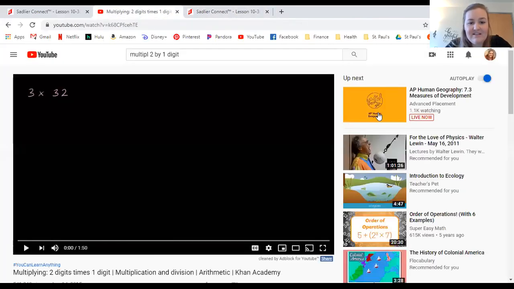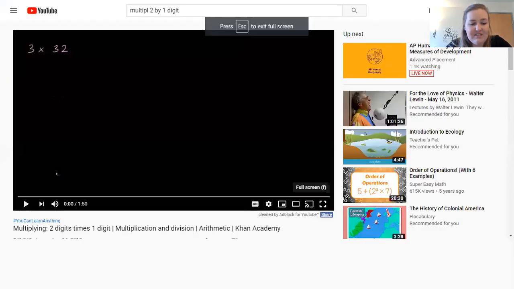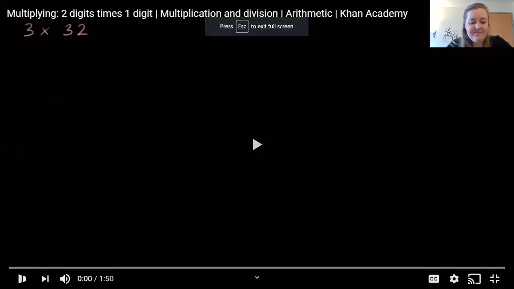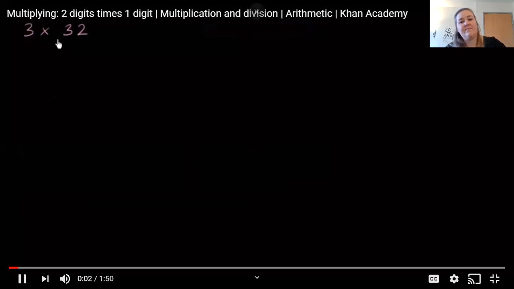Okay, watch this for a moment. Let's try to calculate 3 times 32. I like to rewrite it, and this is one way of doing it. I like to rewrite it where I have the larger number on top, so in this case it's 32, and I write the smaller number right below it. Since the smaller number is only one digit, a ones digit, I put it below the ones place on the larger number.